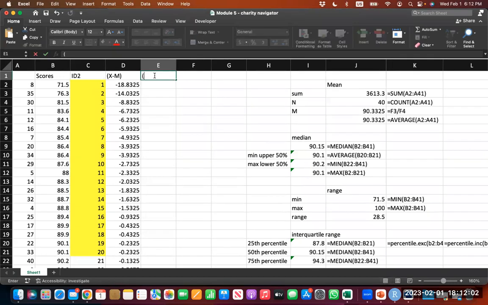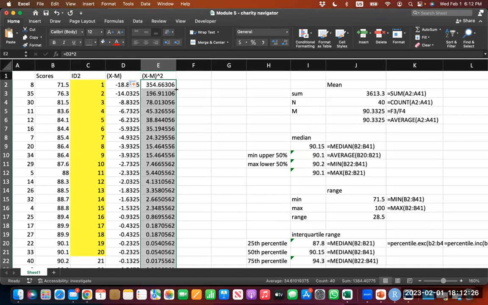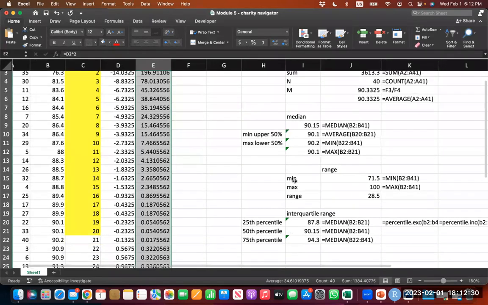So now I want to square this. So now we have x minus m squared. And this is now equal sign, and you have on shift 6, you get that little hat. So that means to the power of 2. So you're squaring this thing. Once you squared that, you just click the right lower corner and you get again this entire calculation done.